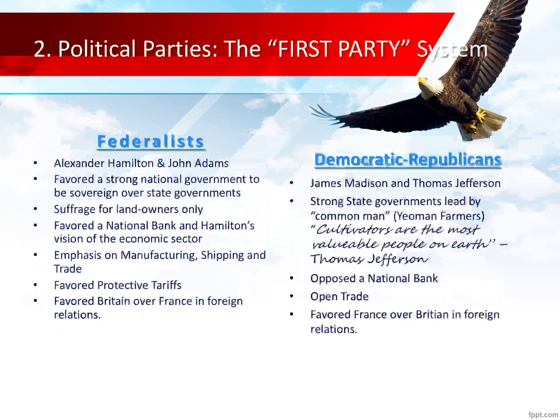They favored protective tariffs. So in other words, a high tax on goods coming into the country and no taxes on goods leaving our country. And in international affairs, they favored Britain over France in foreign relations. Now remember, this is just after we gained our independence from the British. And even though he was not technically a Federalist, George Washington, at least on this bottom line, actually did favor the British over the French, even though the French helped us win the American Revolution.